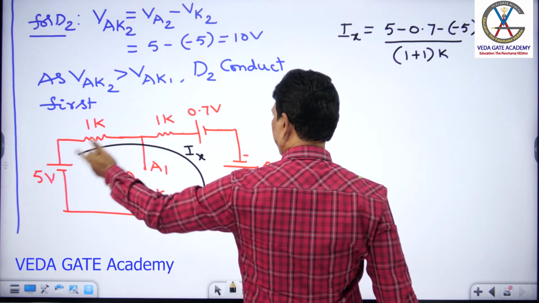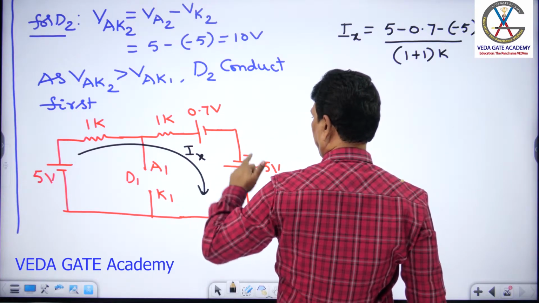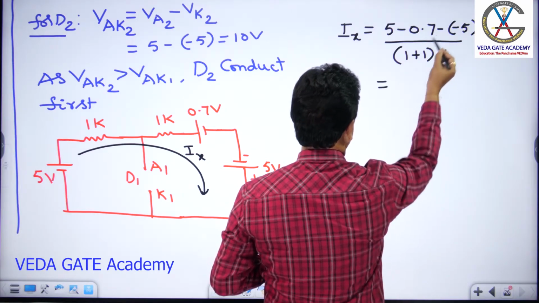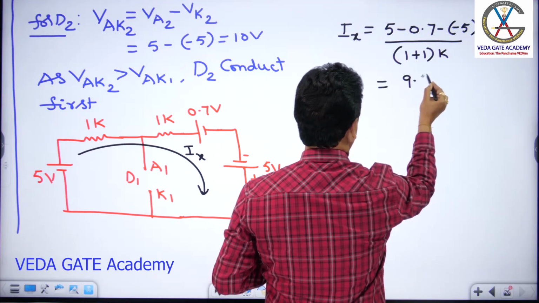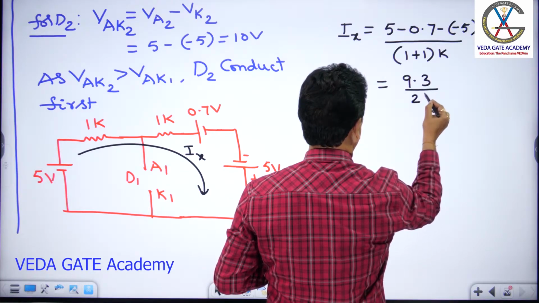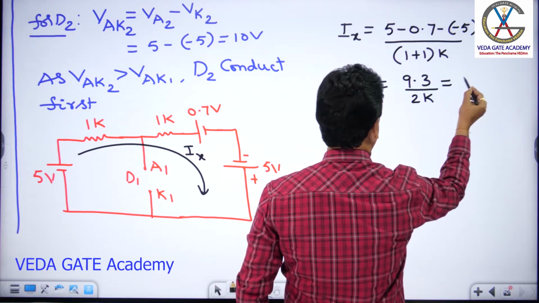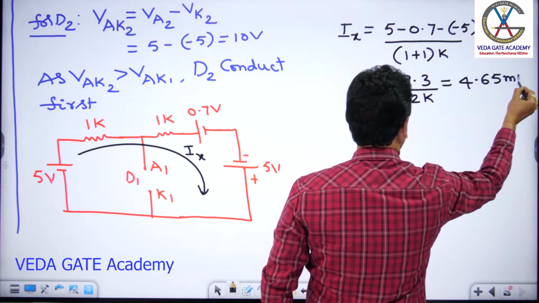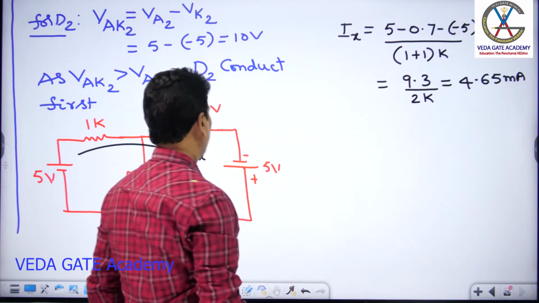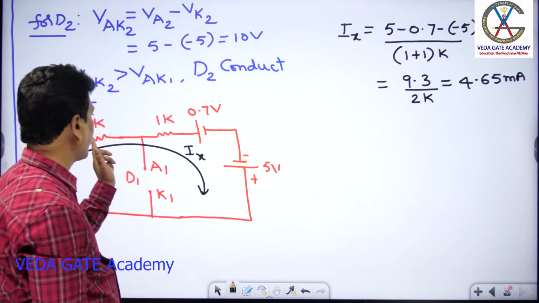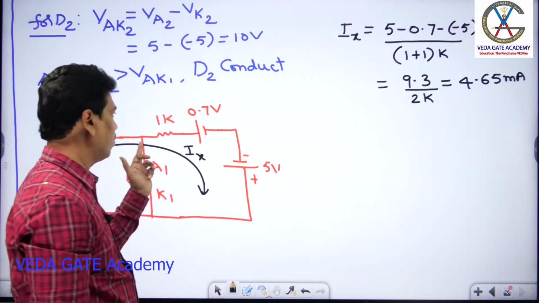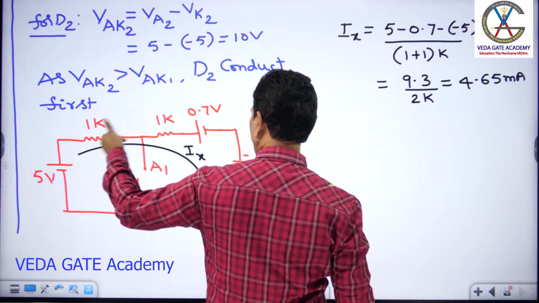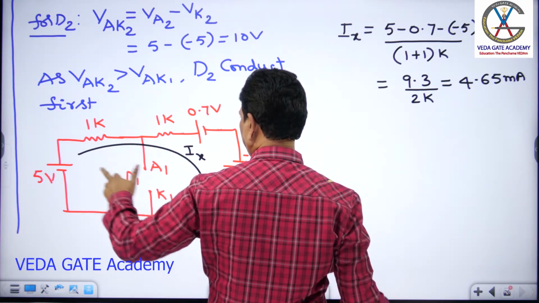So here the supply is 5, here the drop is 0.7 that is to be subtracted, and here this is minus 5. So that becomes 10 minus 0.7, that is 9.3 by 2K, which is 4.65 milliampere. Right? As both 1Ks are in series, the current Ix should be the same in both resistors. Each is 1K, both in series, so the current should be the same in both resistors.